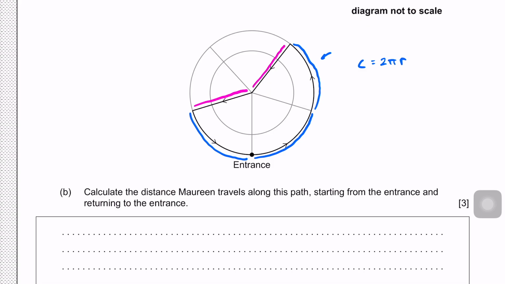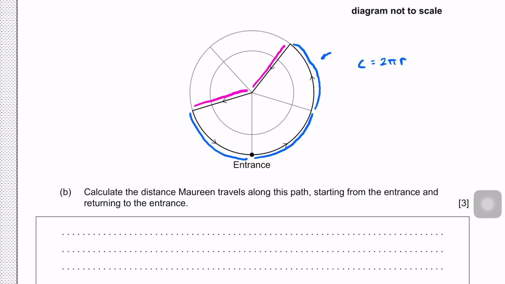Okay, but we don't have the whole circumference. We only have 1, 2, 3 out of the 5 total sections of circumference. So what do we have? We only have 3/5 of a circumference. 1, 2, 3, we're missing these 2.